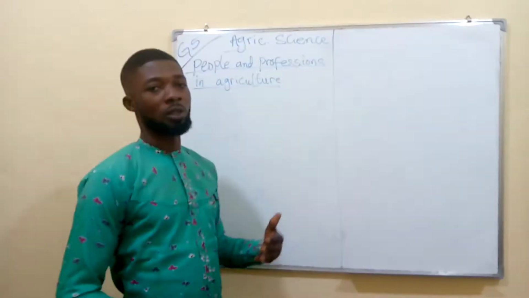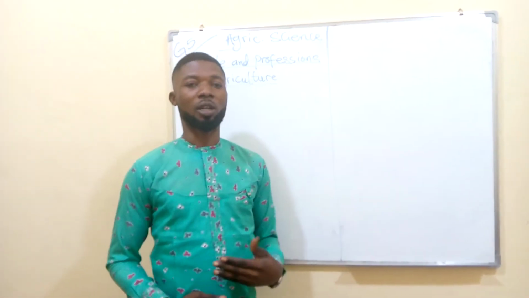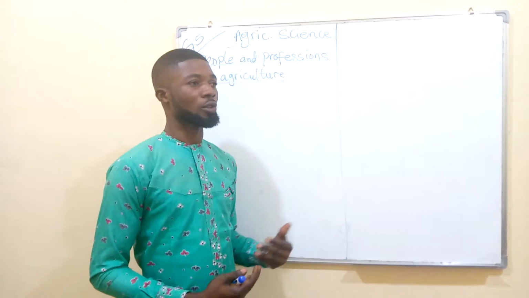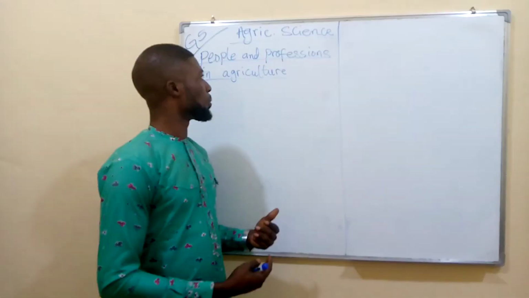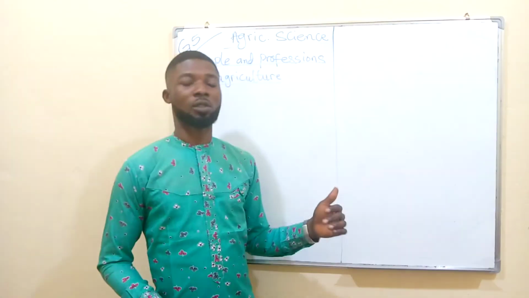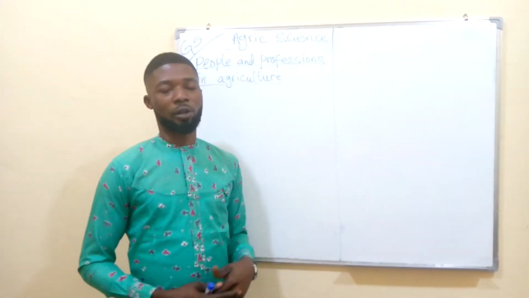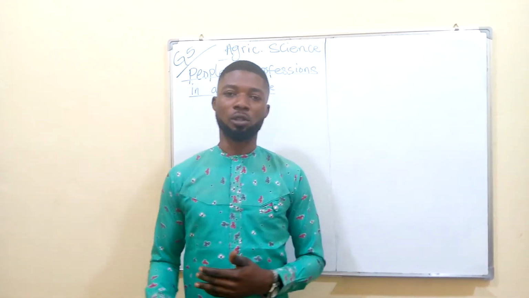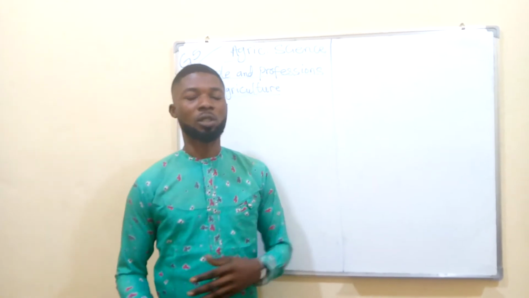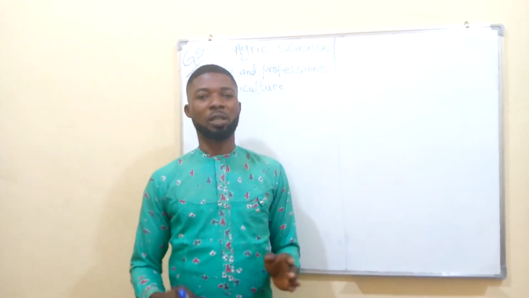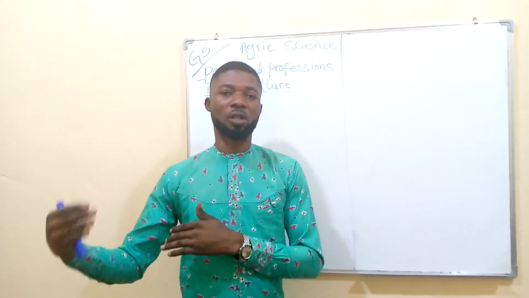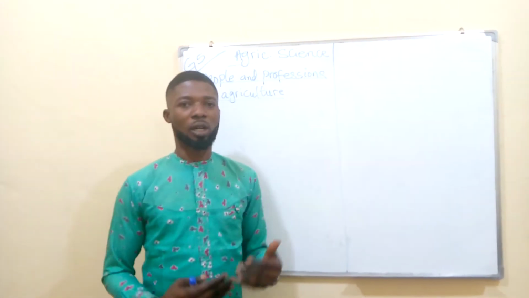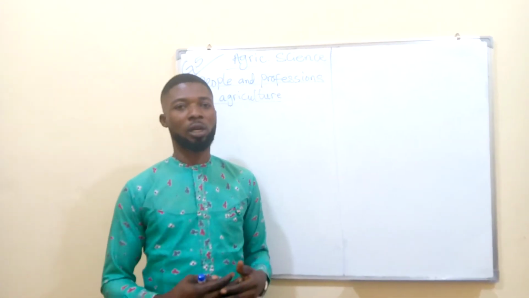Today, on people and professions in agriculture, we are going to look at how people are involved in the process of growing and providing or bringing out produce from agriculture to people. And not just people who are involved, but also professions that are found under agriculture. People and professions in agriculture has to do with people who are specially trained in order to carry out agricultural purposes.